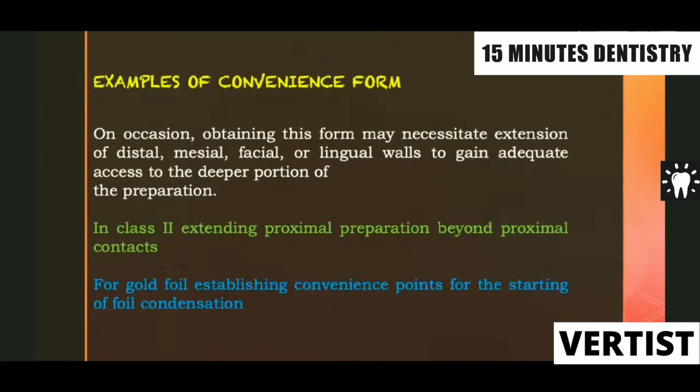So, the examples of convenience form. On occasion, when you're obtaining this form, it may necessitate extension of the distal, mesial, facial, or lingual walls to gain adequate access to the deeper portion of the preparation. In class 2, extending the proximal preparation beyond the proximal contacts might be required. Now, in gold foil, establishing convenience points for the starting of foil condensation. These are all things that you might need to incorporate in your cavity design for you to be able to complete the restoration in a convenient form.